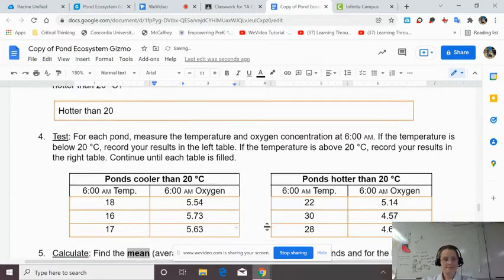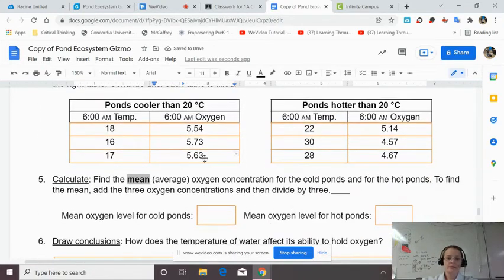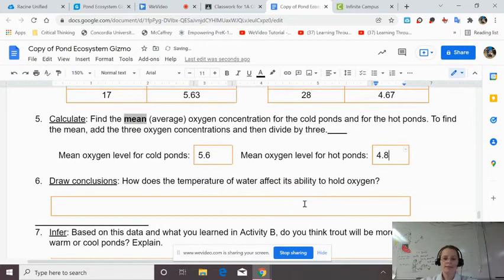All right, so find the mean. We're going to take a guess. Oxygen for these, we're going to say 5.6. For the warmer water, we'll say right around 4.8. How does temperature affect its ability to hold oxygen? We talked about this today, guys. Cooler temp means it will hold oxygen better.